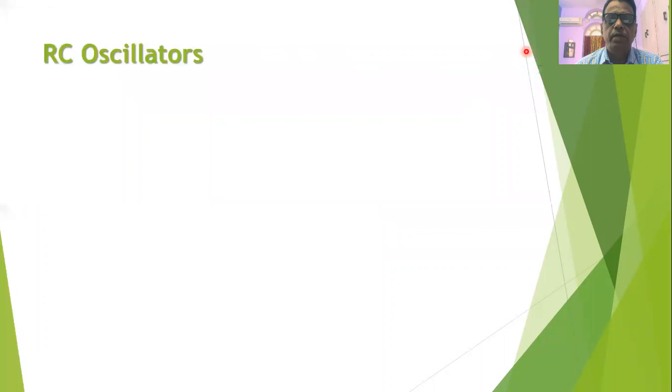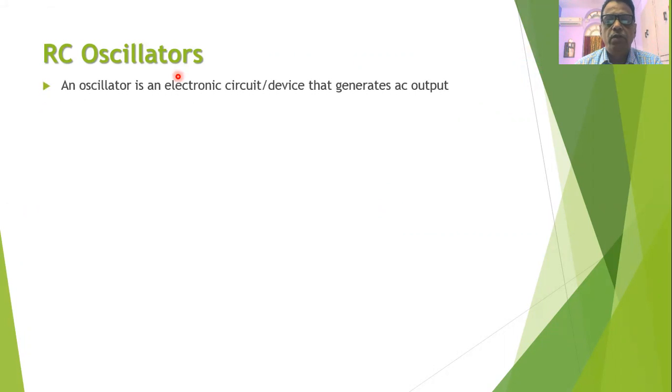So let us start the session with the question: what do we mean by RC oscillators? We know that any oscillator is an electronic circuit or device that is used to generate an AC signal at the output. An oscillator does not have any input, and still it is possible to generate an AC output.